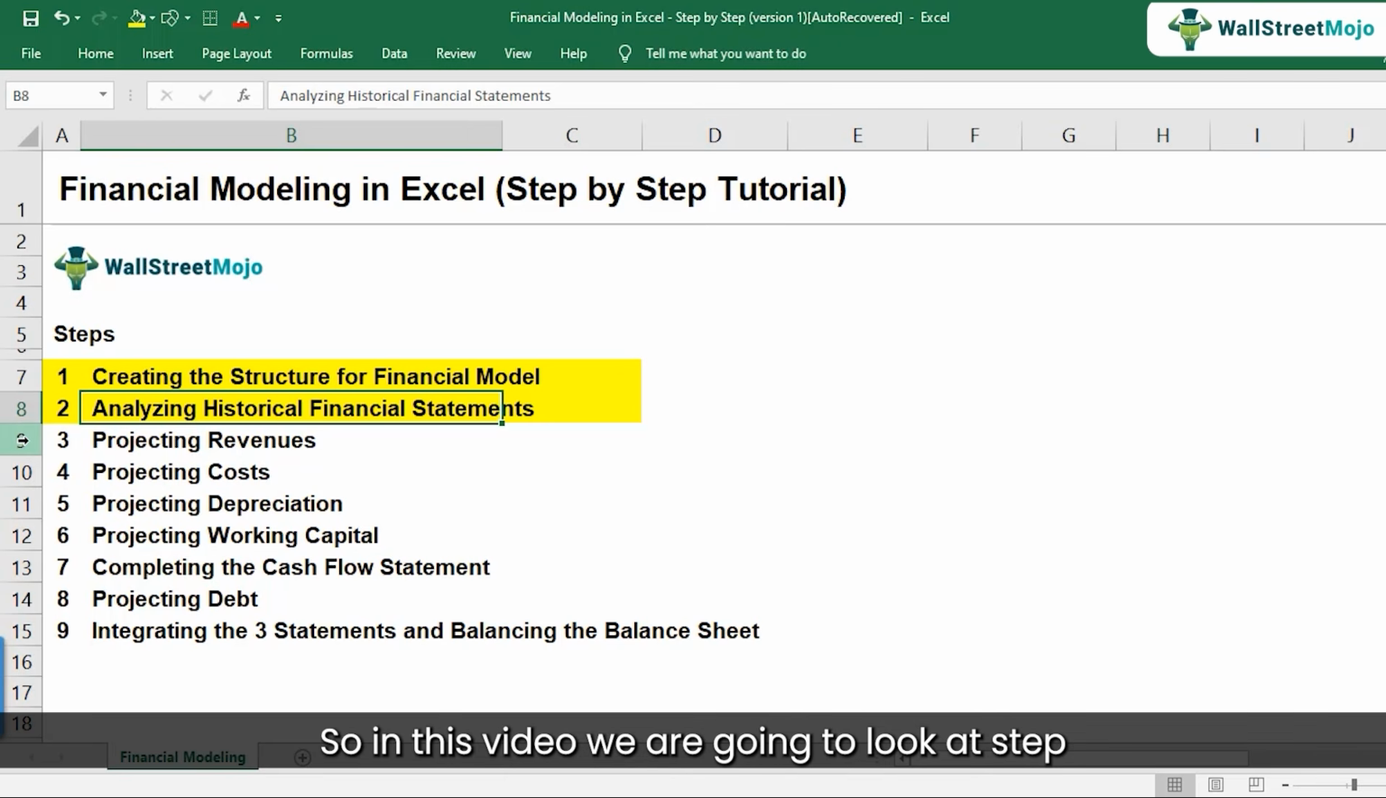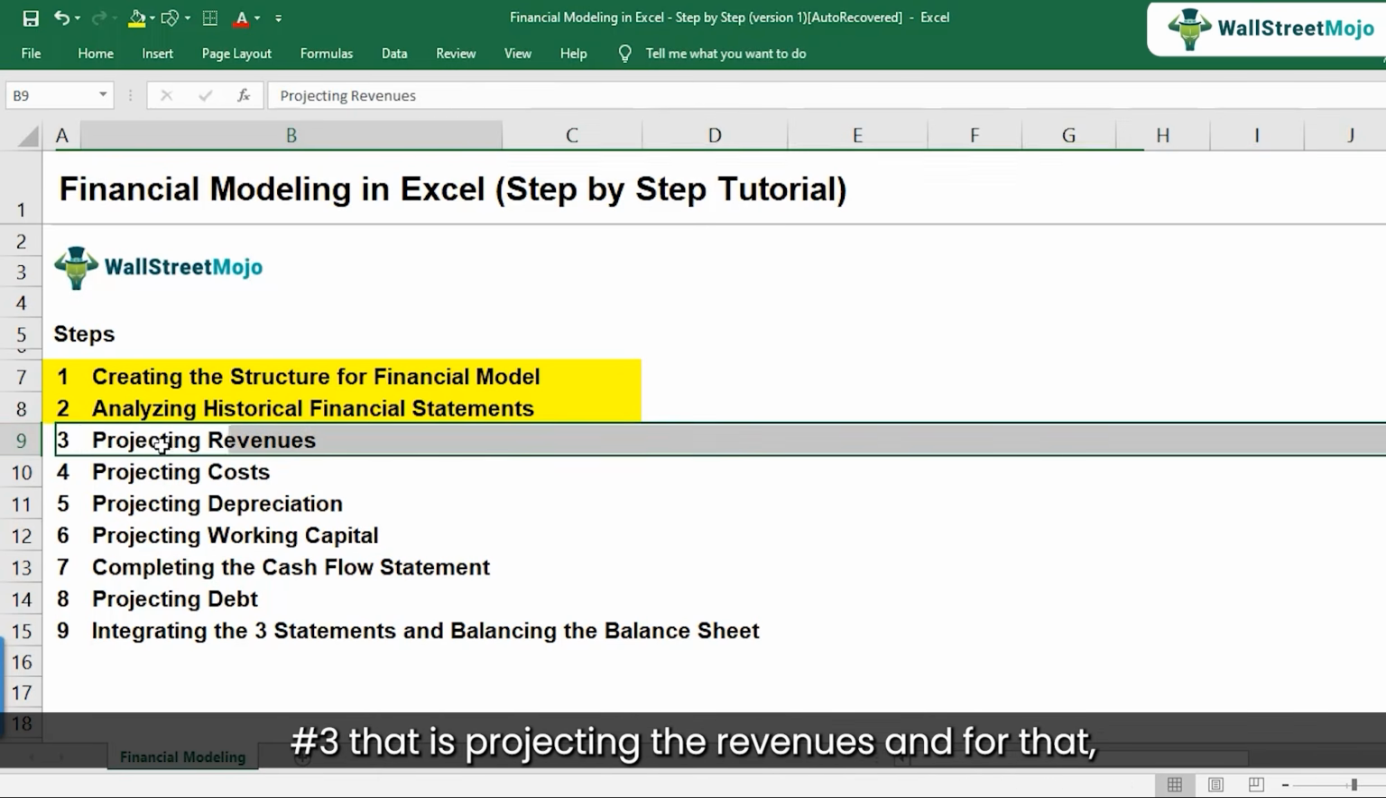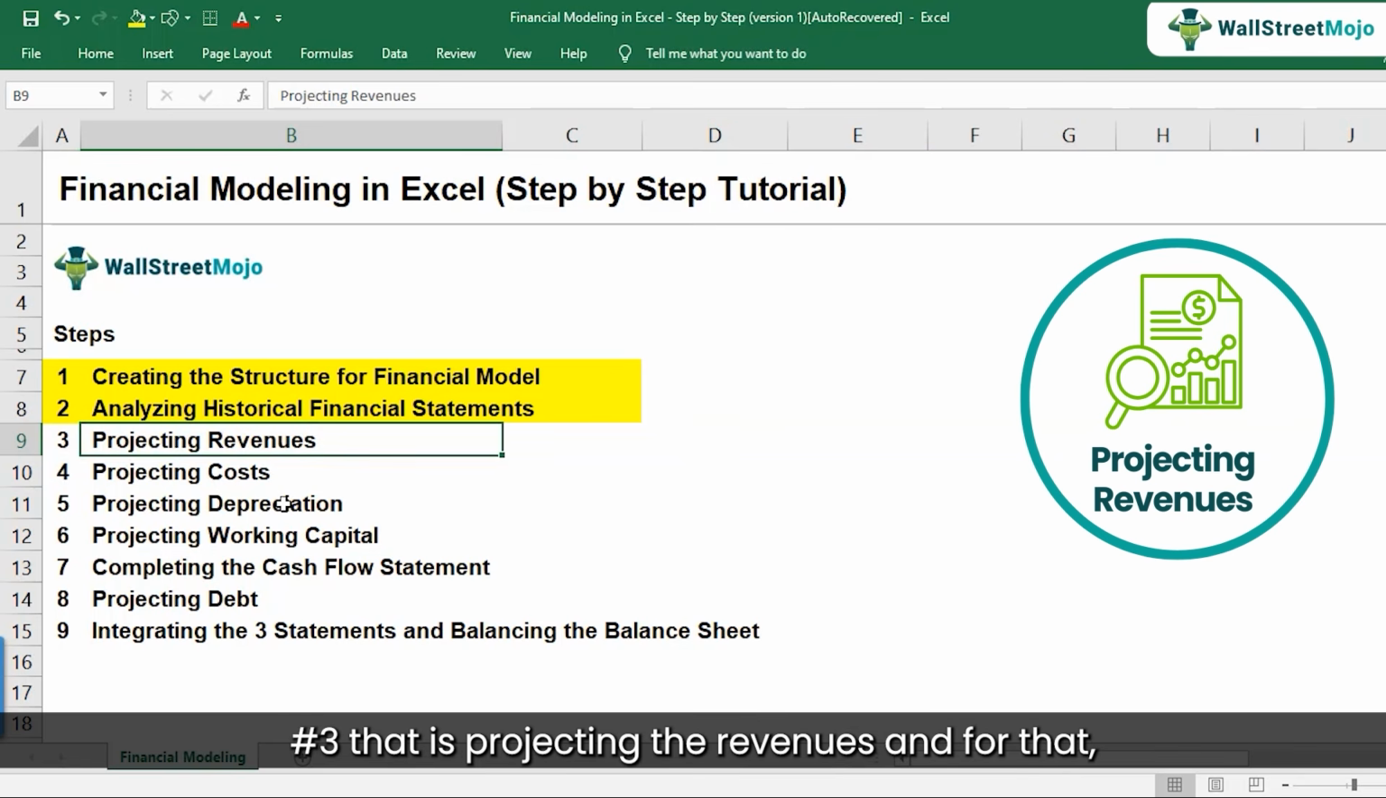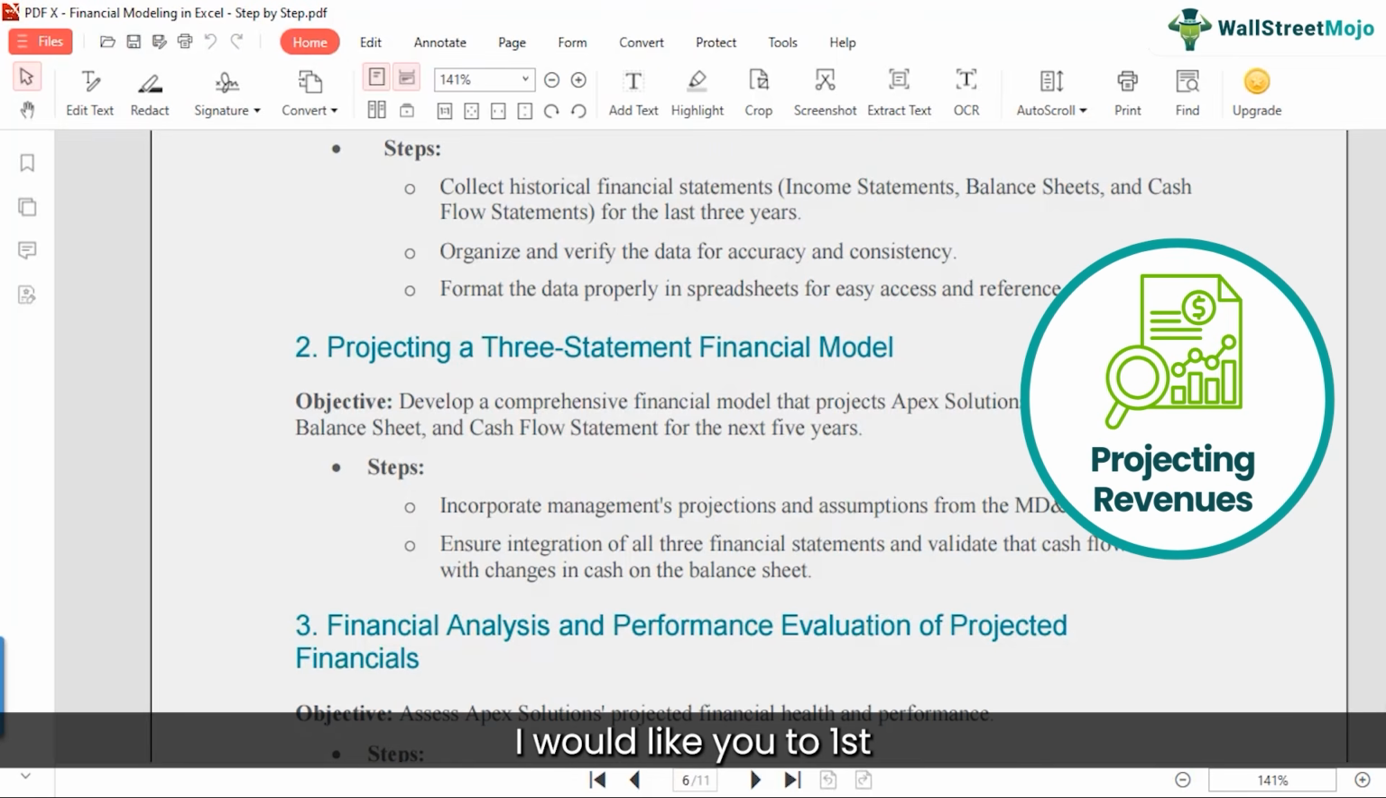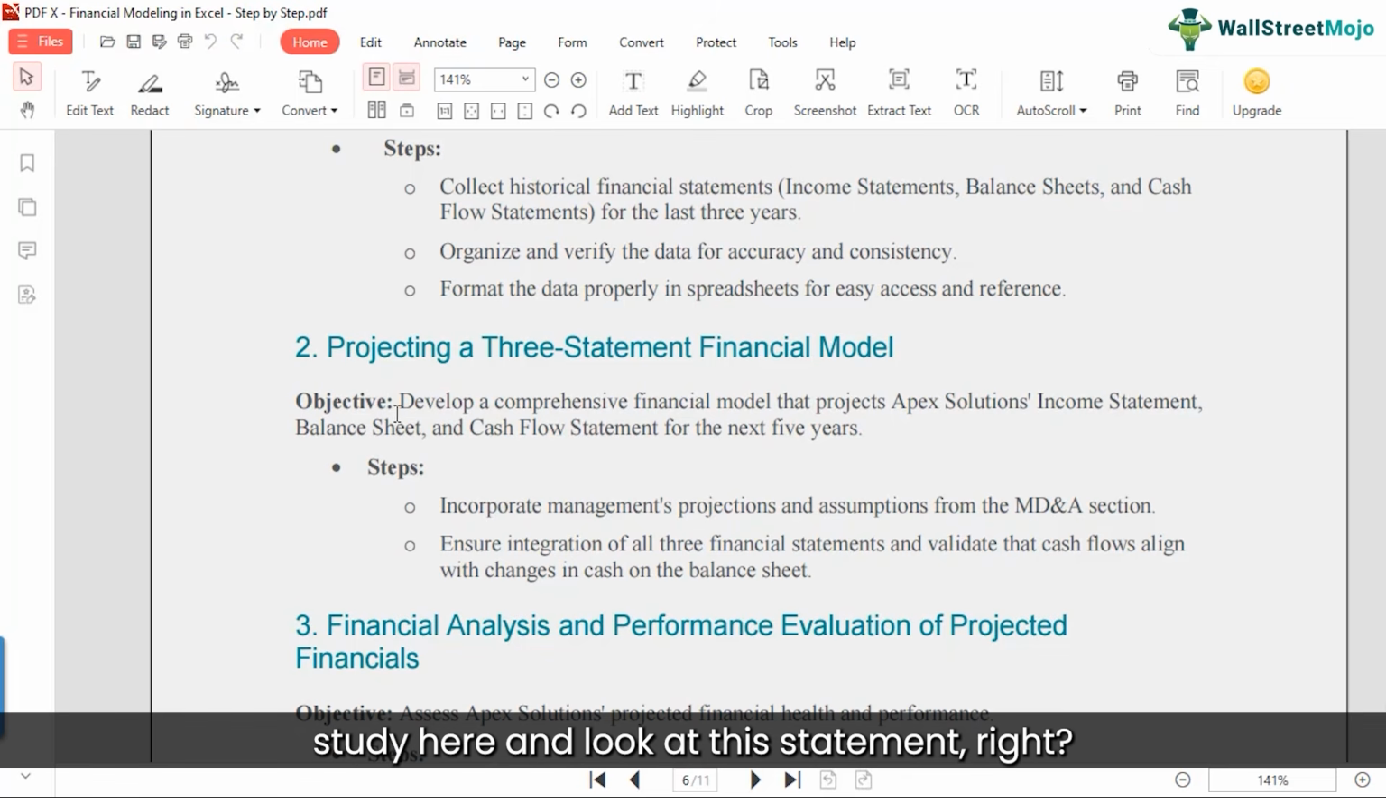So in this video, we are going to look at step number 3, that is projecting the revenues. For that, I would like you to first go to the case study here and look at this statement, right? The objective is to create a financial model for the next 5-year period, and you need to incorporate management's projections and assumptions from the MD&A section. Now, the question is, what is MD&A?